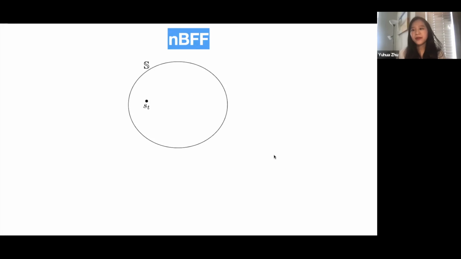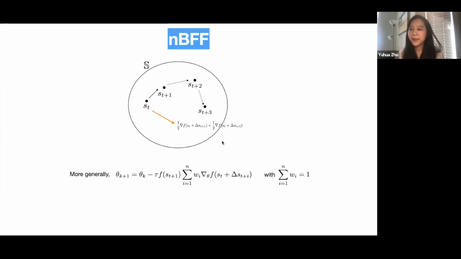We can also generalize this BFF to a more general version to borrow multiple future steps. For example, we can move two steps forward and then borrow these two steps to the current step and then average these two terms to get this 2-BFF. And we can always generalize to borrow n future steps.